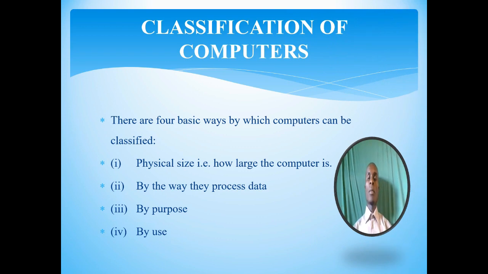Now, class, we want to talk about the classification of computers, and there are four main basic ways by which you can classify a computer. First, we can classify it by physical size, that is how large the computer is. Second, by the way they process data. Then we can classify computers by purpose. And lastly, we can classify computers by use. There is another one, we can classify computers by age. You have first generation, second, third, and fourth generation.